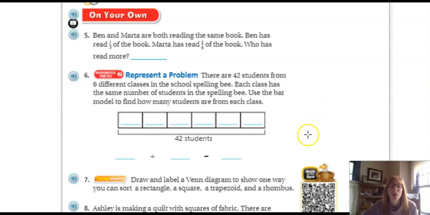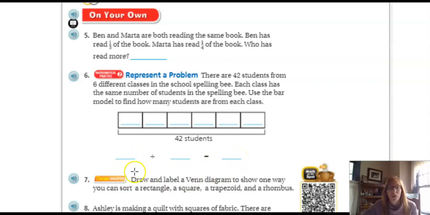Use the bar model to find how many students from each class. Well, we know there's a total of 42. We know there are 6 different classes, so we're going to equally divide 42 into 6 different classrooms. So hopefully you've been practicing your multiplication. That's part of your job every day, to practice your spelling and your multiplication. So you're ready for 4th grade. So we have 42 divided by 6 gives you 7.